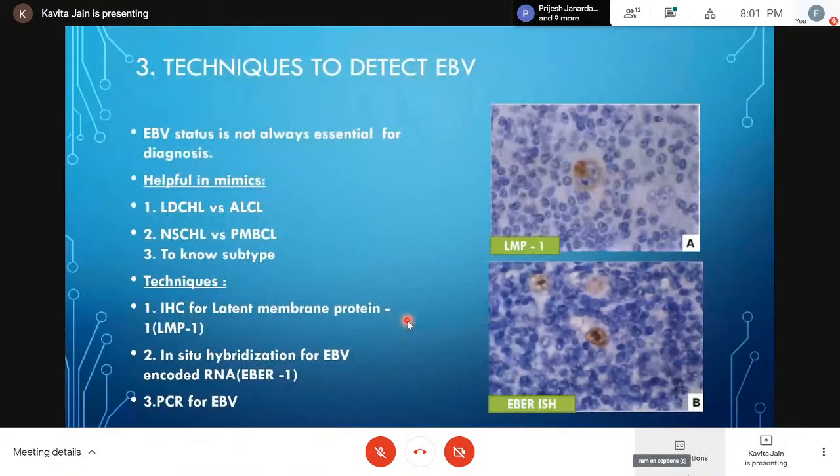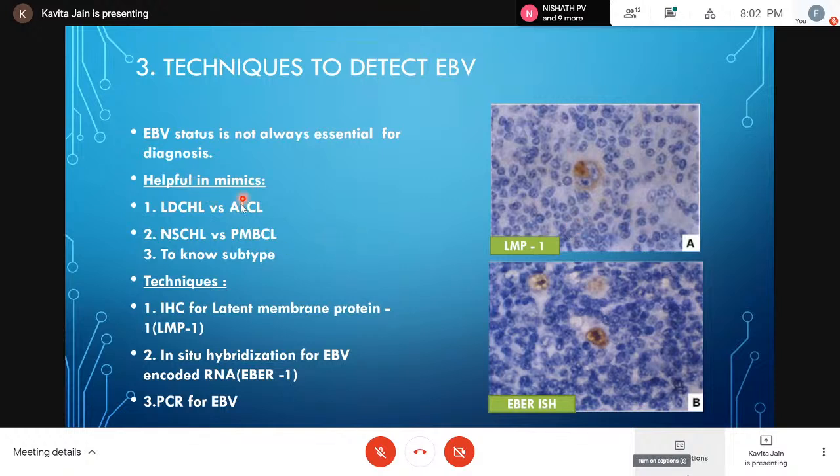So the third and the last we have is the detection of EBV. In most of the cases of classical Hodgkin's lymphoma, we can detect EBV. However, most commonly it is detected in nodular lymphoma, that is 70 to 75% cases, although it is not always required for the diagnosis. It is not always essential for the diagnosis, because again, it can be there in other benign mimics like infectious mononucleosis in lymph nodes.